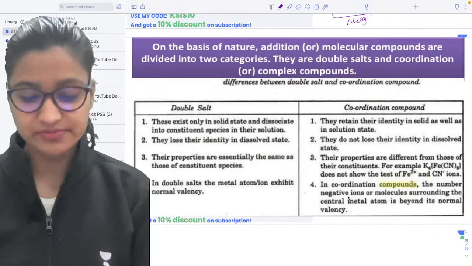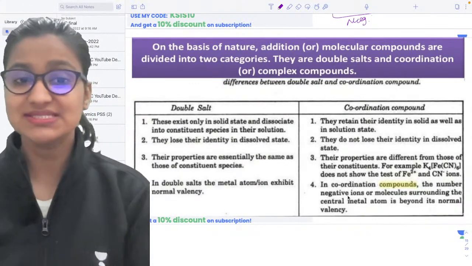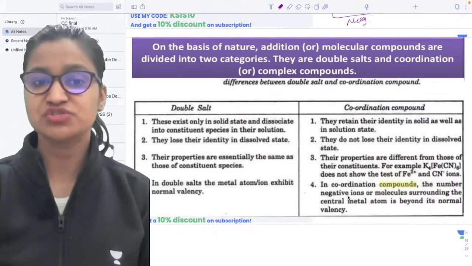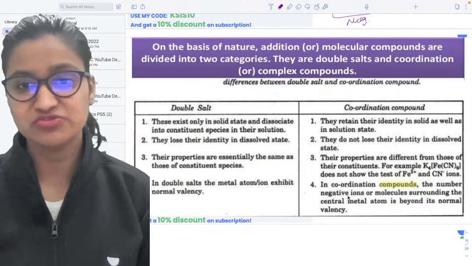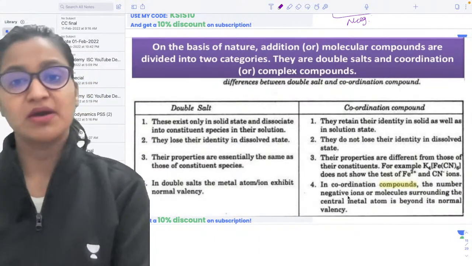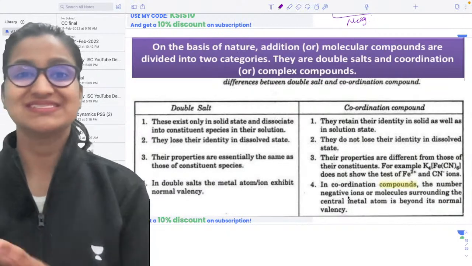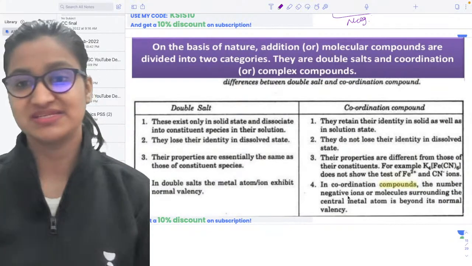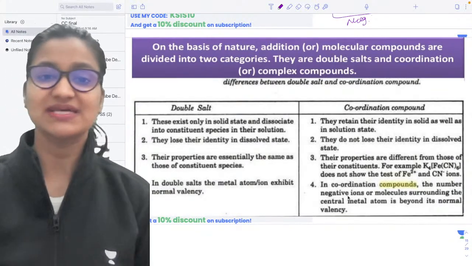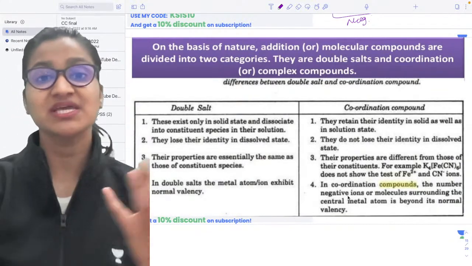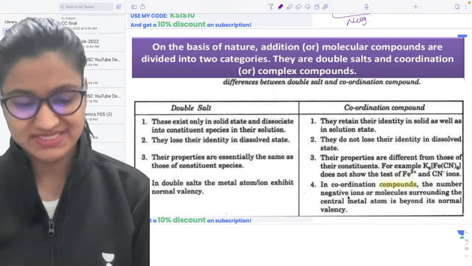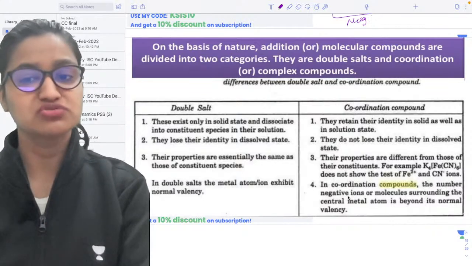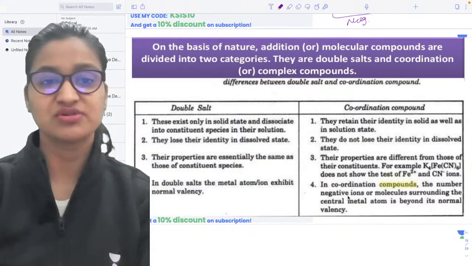You can see here about double salts that these exist only in solid state and dissociate into constituent species in their solution. And coordination compounds retain their identity, or you can say that they do not lose their identity in solid as well as solution state, or you can say in the aqueous state. Second, double salts lose their identity in dissolved state. Coordination compounds don't lose their identity in the dissolved state.